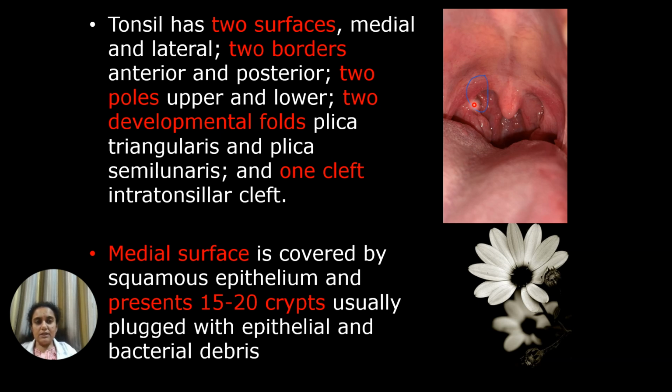And then the medial surface of the tonsil has cleft-like spaces which are called crypts. There are nearly 15 to 20 crypts. One such large crypt is called crypta magna. These crypts usually are plugged with epithelial and bacterial debris and also food debris.